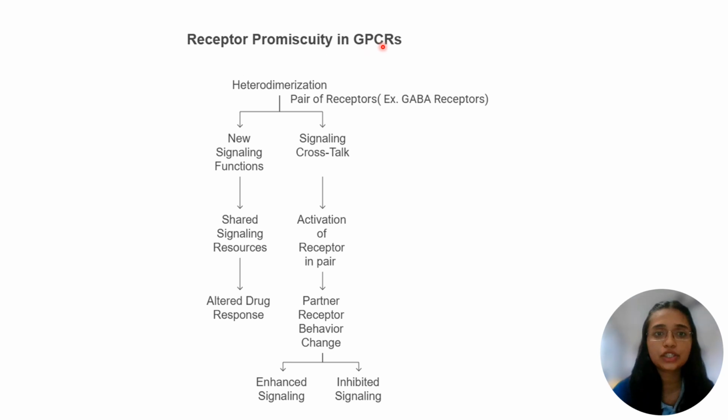Here the GPCR gets dimerized and creates a pair of receptors, for example the GABA receptor. It can start new signaling functions, because of which the response to a specific drug can get altered. It also starts crosstalk, in which one receptor of the pair gets activated and changes the behavior of the second partner receptor, because of which it either enhances or inhibits the signaling.